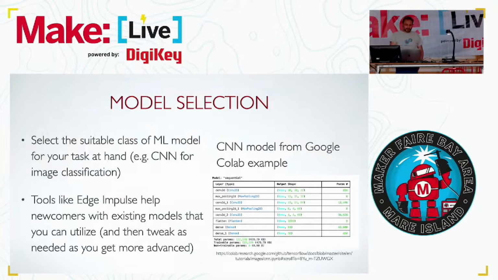And then you have the model selection. You'd want to select a suitable class of ML model for your task at hand. And here is where tools like Edge Impulse can really help, because they have a bunch of pre-existing models that are available for use. They also have an advanced mode in which you can go in and actually look at the code, change it, and tweak it around.